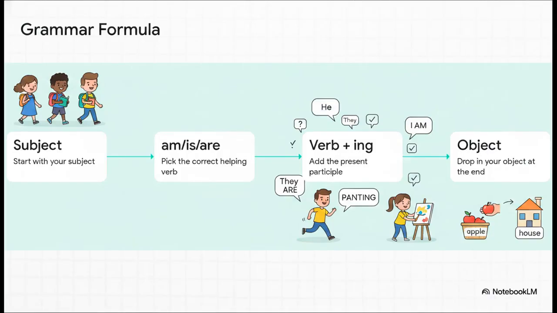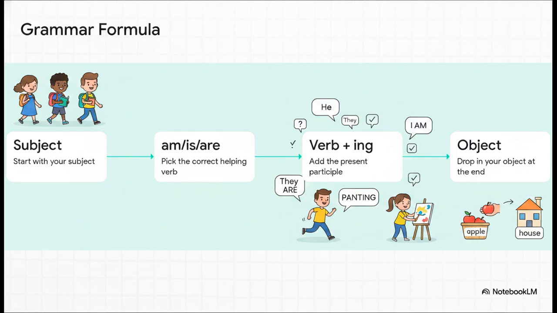Okay, here's the secret sauce. 4 simple steps for a flawless sentence every single time. 1. Start with your subject. 2. Pick your correct helping verb, am, is, or are. 3. Grab your action verb and turn it into a present participle. Don't let that fancy grammar term scare you. It literally just means adding an ing to the end of the word. You know, like coming, going, running. And finally, step 4, drop in your object.